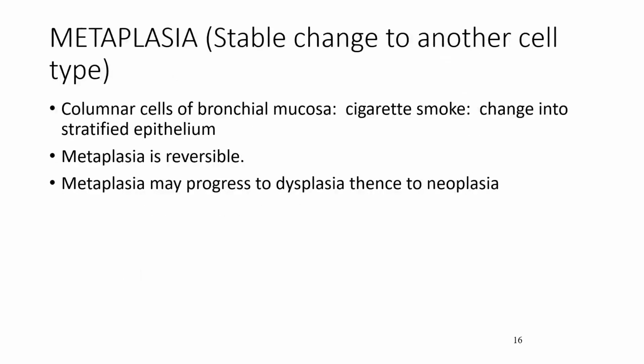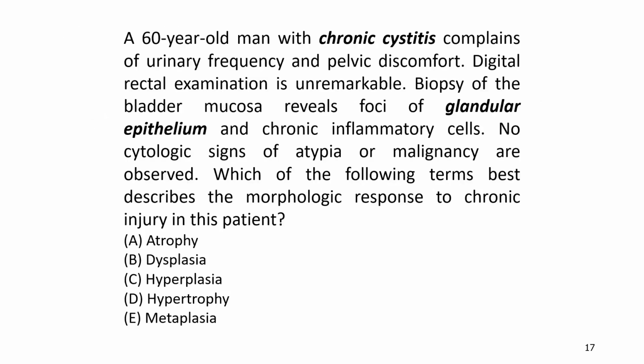Columnar cells of the bronchial mucosa, with cigarette smoke, change into stratified epithelium. Metaplasia is reversible. Metaplasia may progress to dysplasia and thence to neoplasia. So once you start to get different types of cells present, it may start to progress to dysplasia, where you have the cells kind of infiltrating a bit more, and then they could become neoplastic or cancerous.